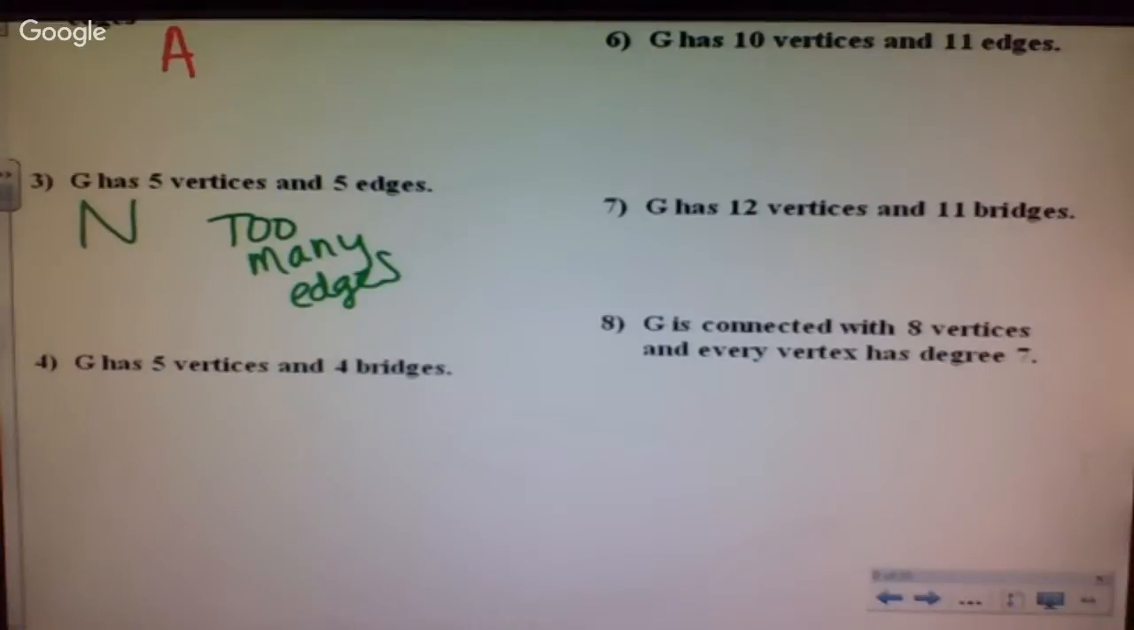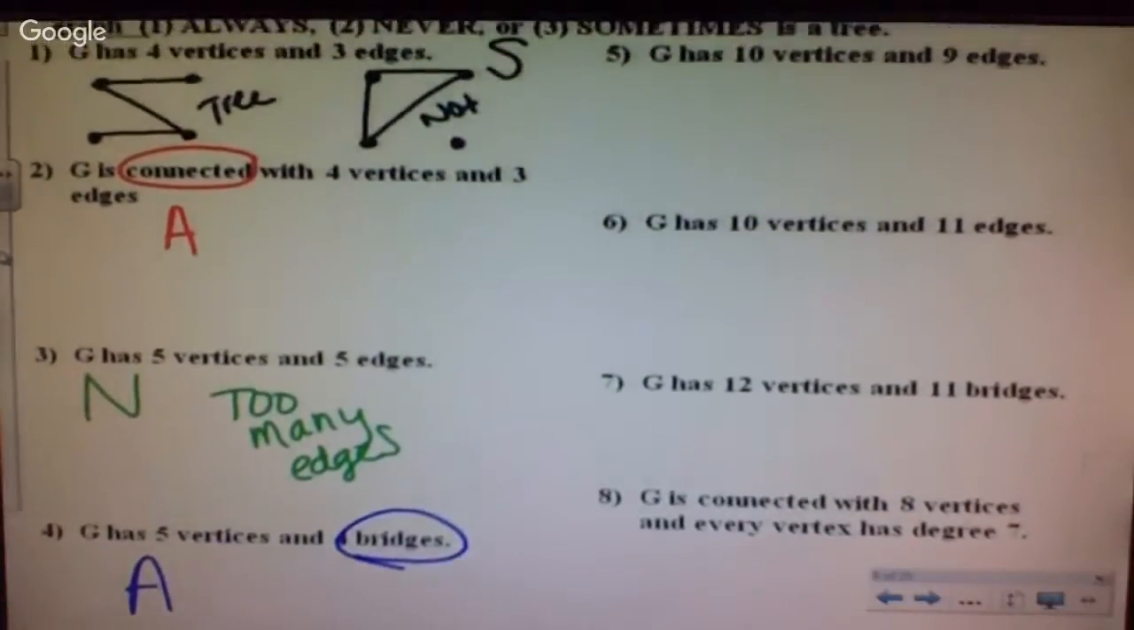Say it louder. Be proud. Always. Timothy says always. Okay? This is always because they're telling you that your edges are bridges. So that means none of them are circuits. So that means there's no circuits. These are bridges. So watch your words.